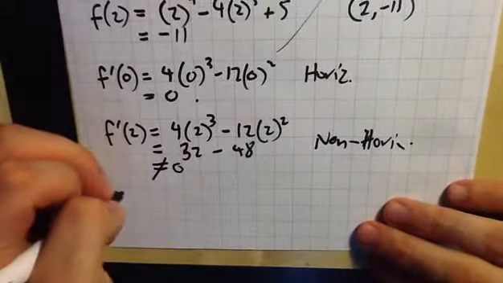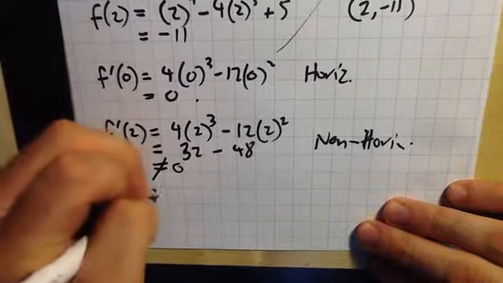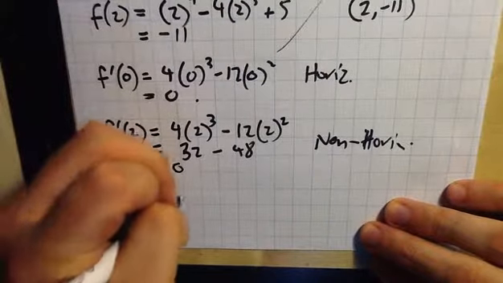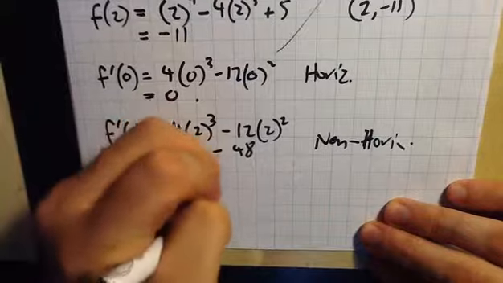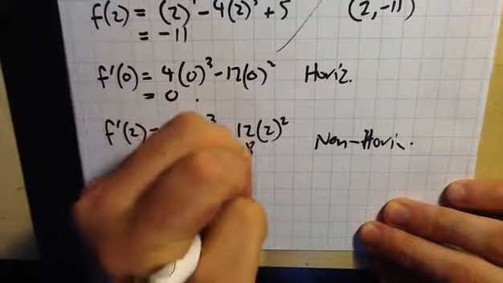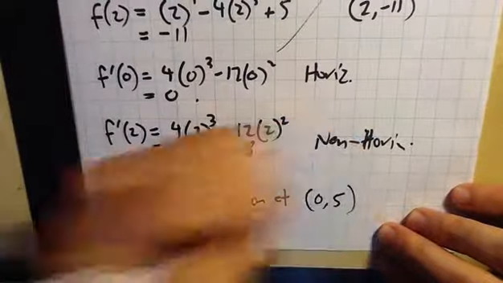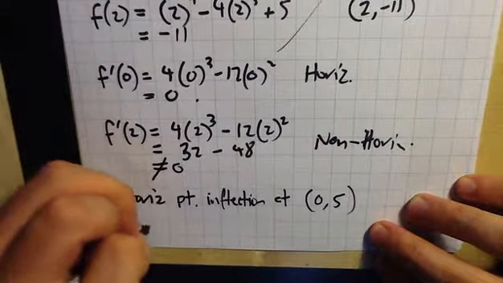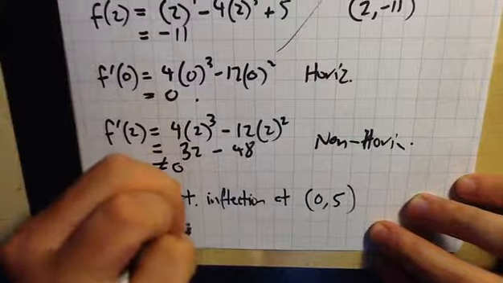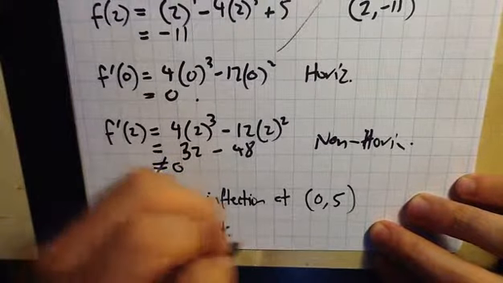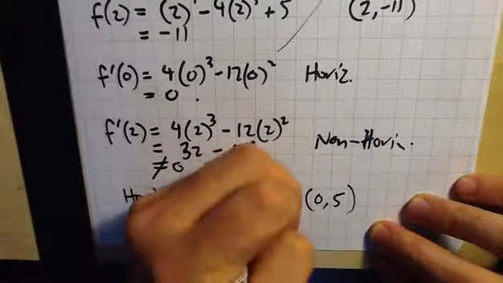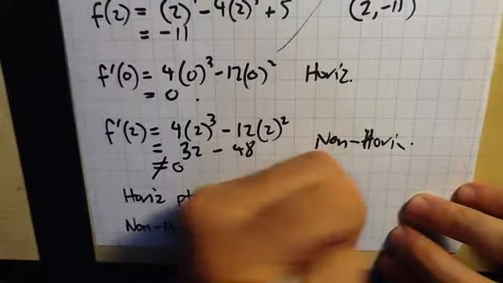So I have a horizontal point of inflection at (0, 5), and a non-horizontal point of inflection at (2, negative 11).